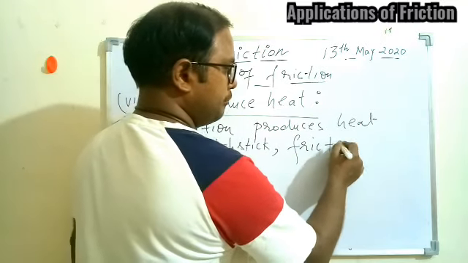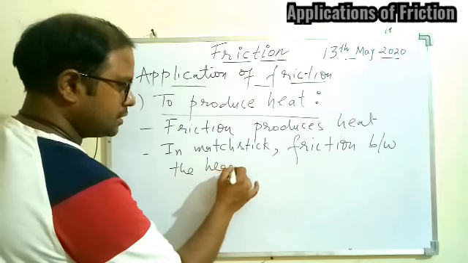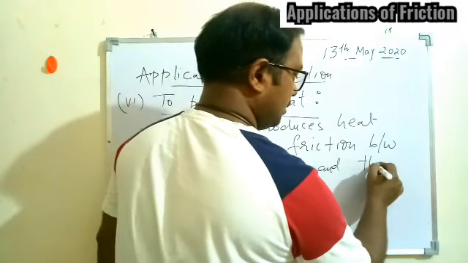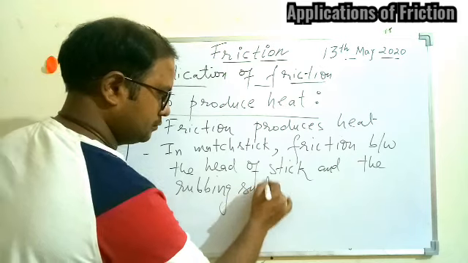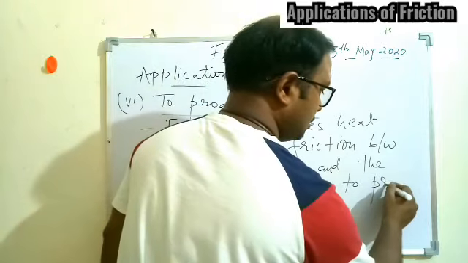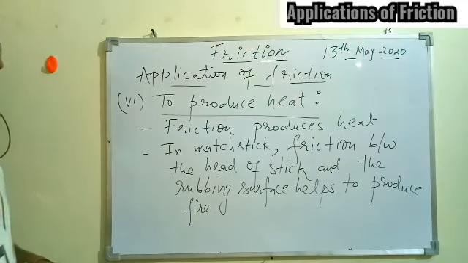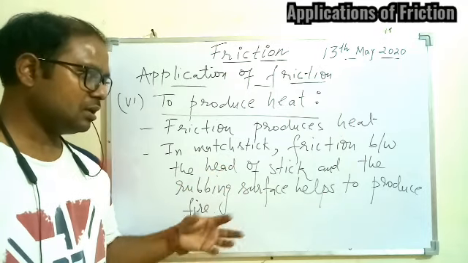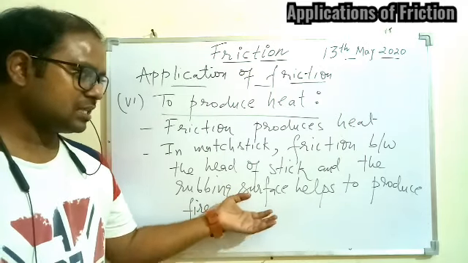In a matchstick, friction between the head of the stick and the rubbing surface helps to produce fire. In this process some heat is produced, and because of some chemical that we have on the matchstick, the heat finally starts a chemical process, and because of that the matchstick catches fire.